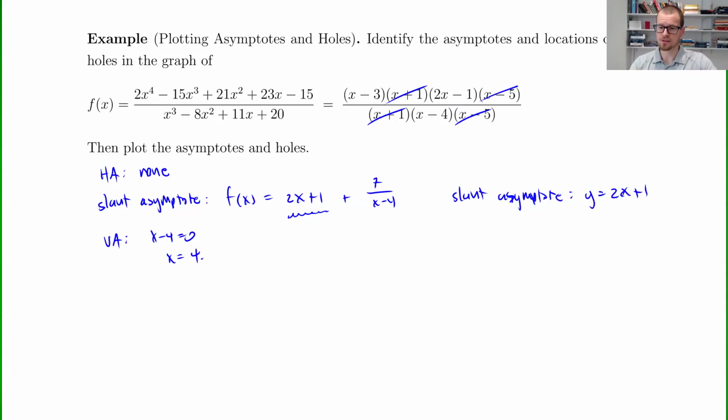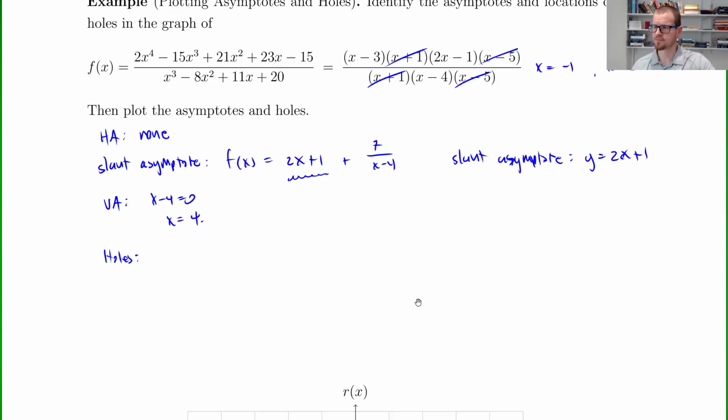Now we can talk about the holes in the graph. Holes occur when we completely remove factors from the denominator. So since these are completely eliminated, I can't have x equal to -1, and I can't have x equal to 5. I just need to find out the function values. Excuse me, I suppose it's not really the function values because we won't have x equals these things.